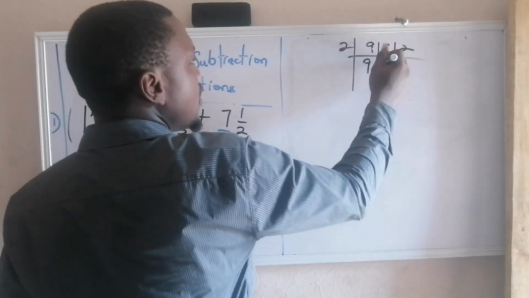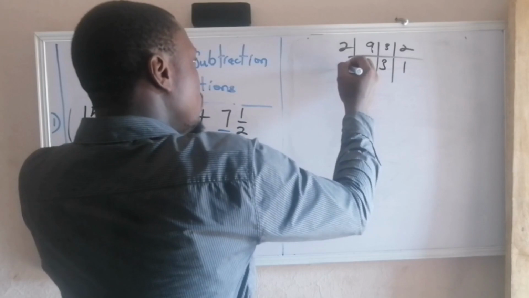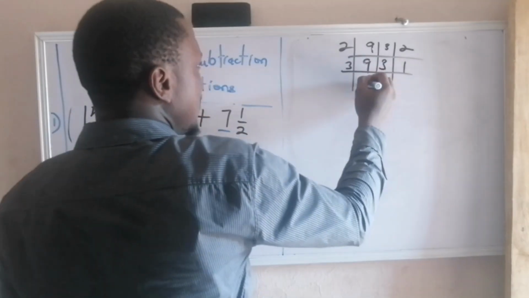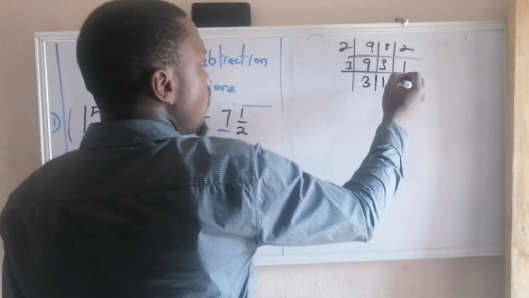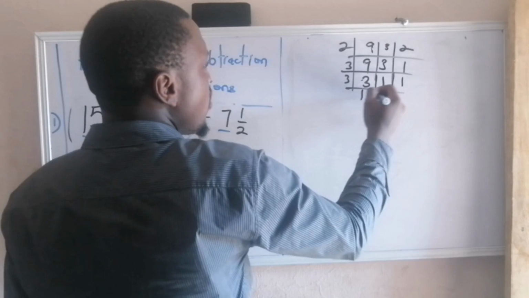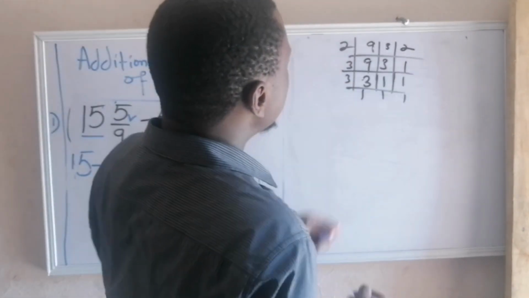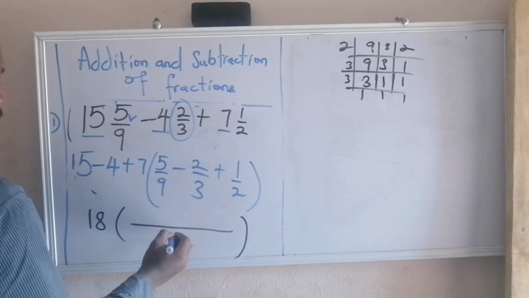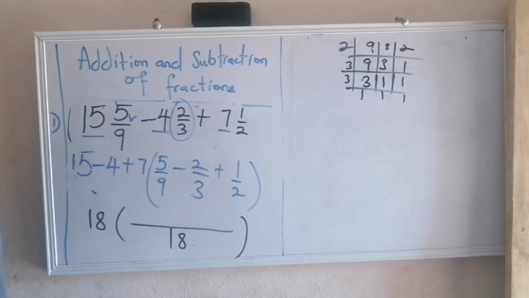2 is a factor of 9, or 2 into that will be 1. Then use your 3. 3 in 9 is 3, 3 in 3 is 1, 3 in 1, you don't need to write, it's still 1. Then you have 3, that will be 1. So 2 times 3 is 6, times 3 is 18. So our LCM for 9, 3, and 2 is 18. So you have 18 now.